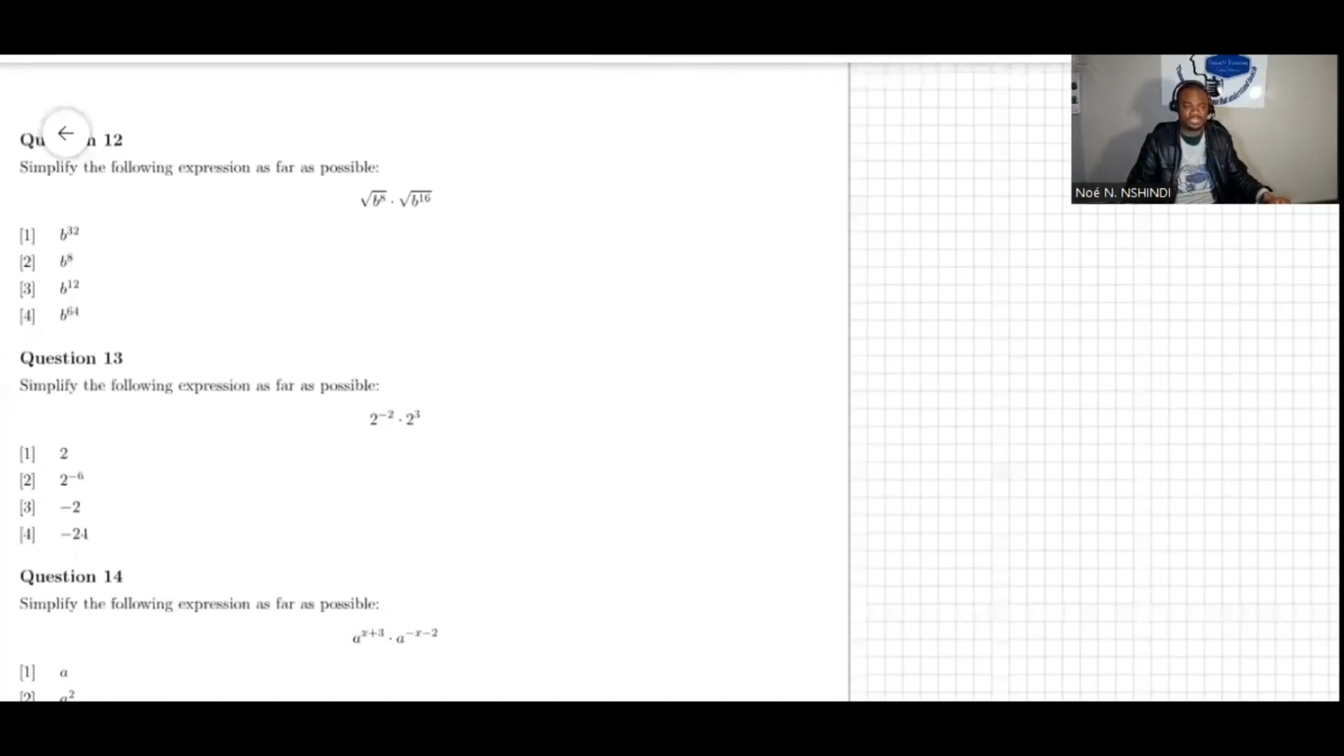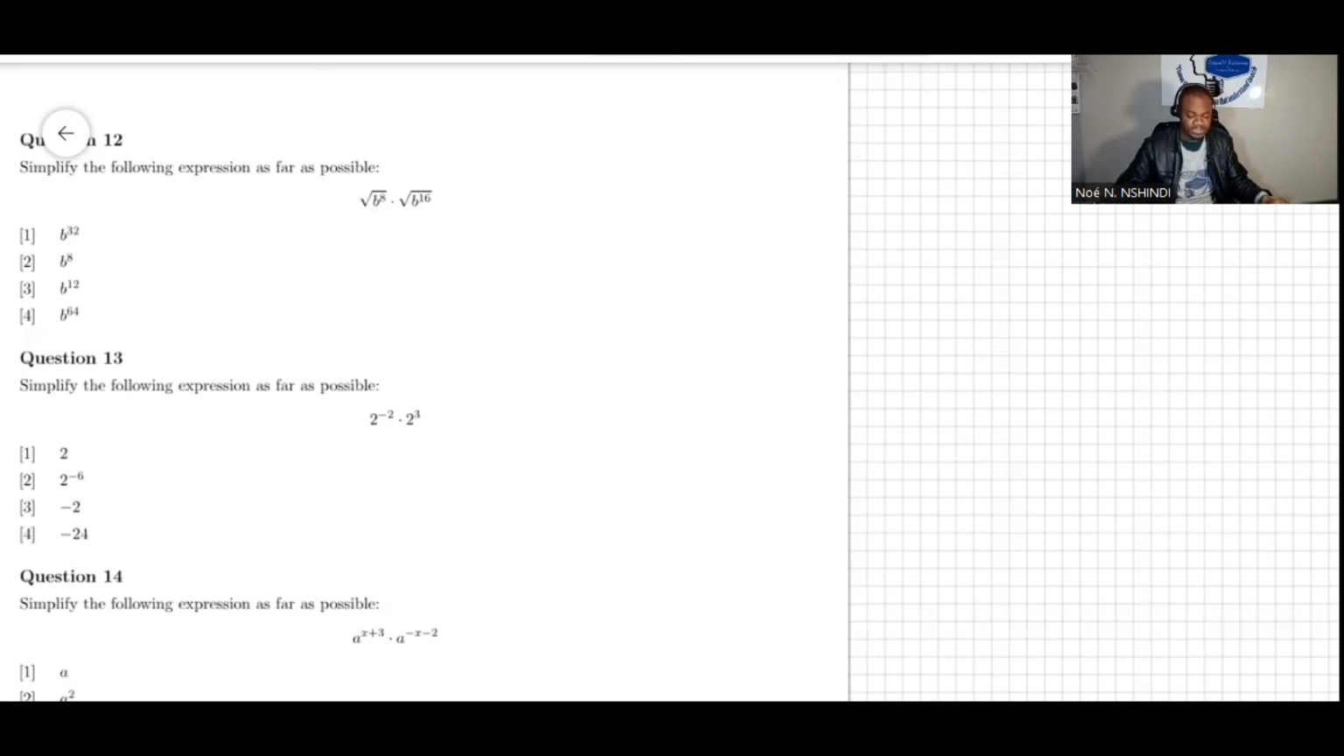We have another question here, question 12. The question says simplify the following expression as far as possible. Now we have b to the power of 8 times b to the power of 16 in the roots, okay? Square root of b to the power of 8 times square root of b to the power of 16.